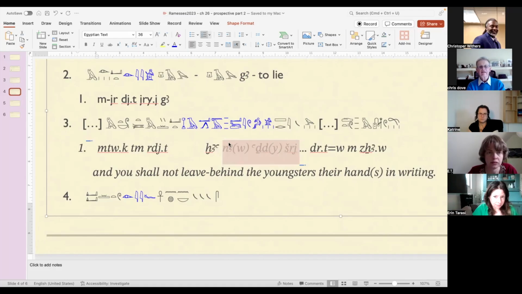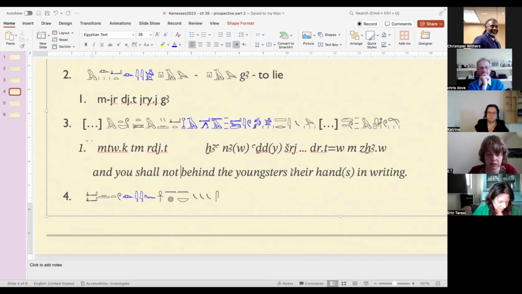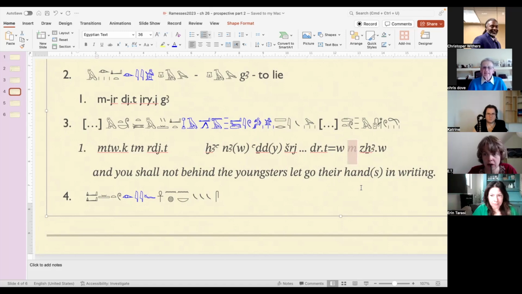So let's try that. Let's assume this were the subject. Yeah, good. That's good. So the small children left behind. Leave behind, or let go of something. And now you have one more problem. M in this case is not "in". It is "away from", and you just have to know that.